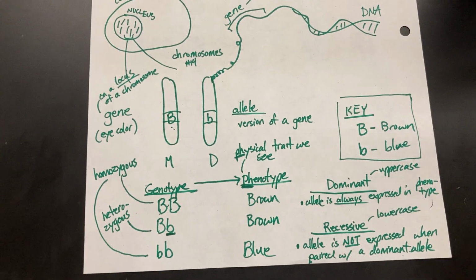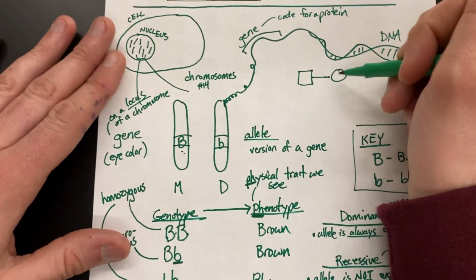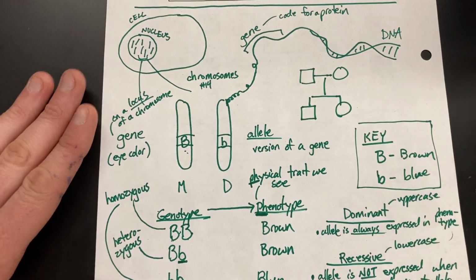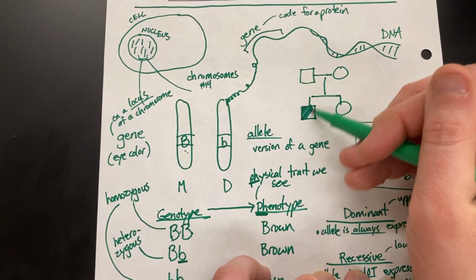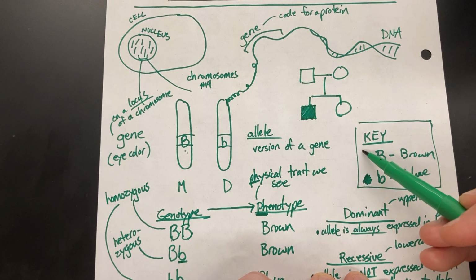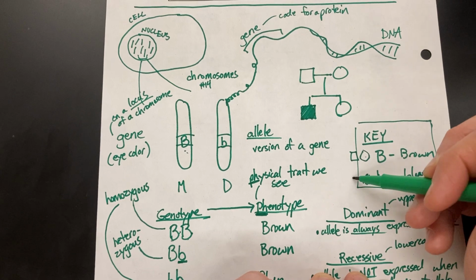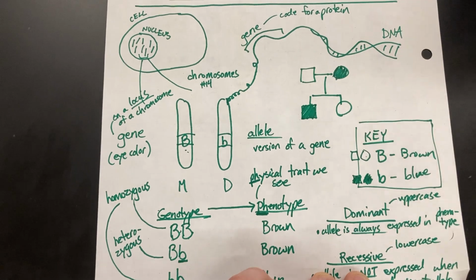So going along with this idea of carrying a trait and not expressing it, we're eventually going to go back to our pedigree. I'm going to draw a mini pedigree right here. Let's say we have mom, dad, brother, sister, and whatever trait we're looking at, let's say it's blue eyes. That's going to be shaded in. Brown eyes is not going to be shaded in. So circle, square, circle, square, circle. Blue eyes is shaded in. Let's say the mom has blue eyes and the son has blue eyes.